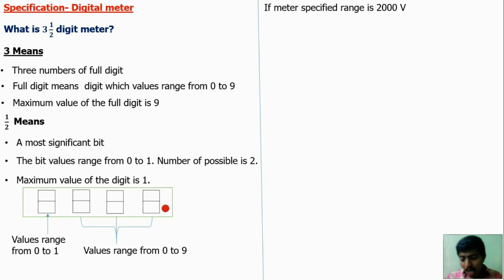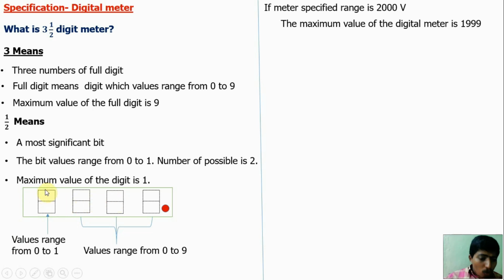Now the maximum value of the digital meter is 1999. Each count of the meter is 0, 1, 2, 3, 4. So each count of the meter is 1, up to 1999.